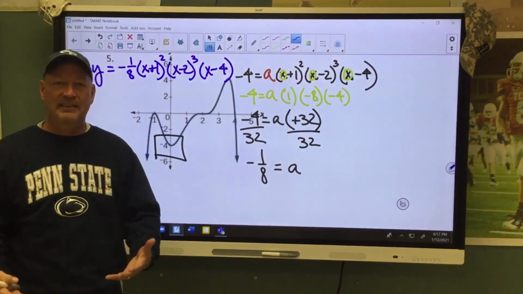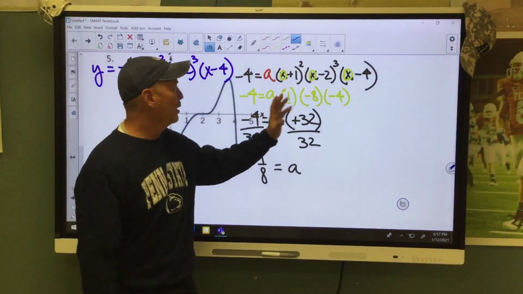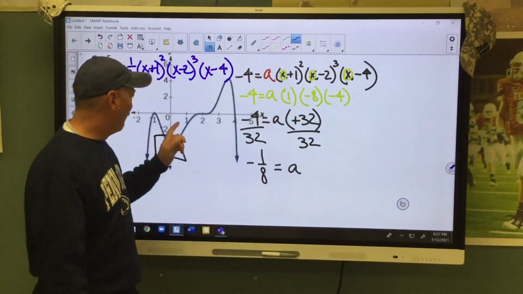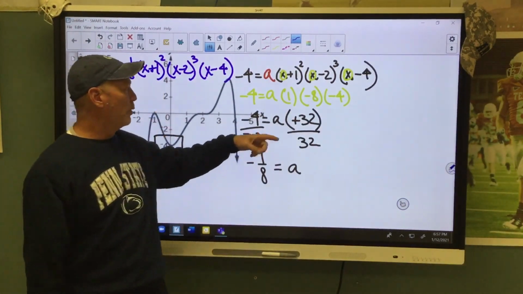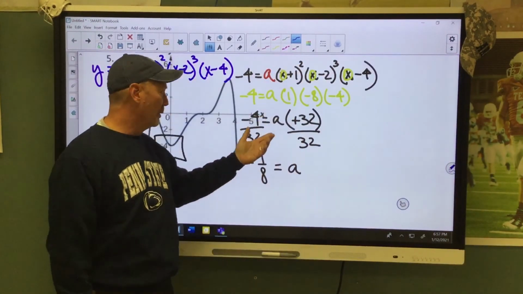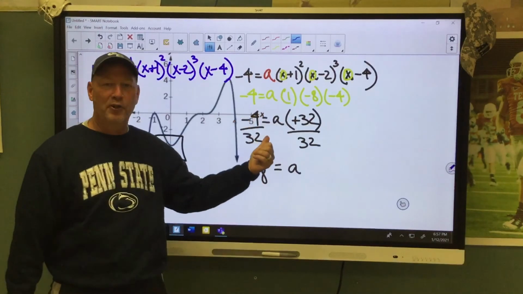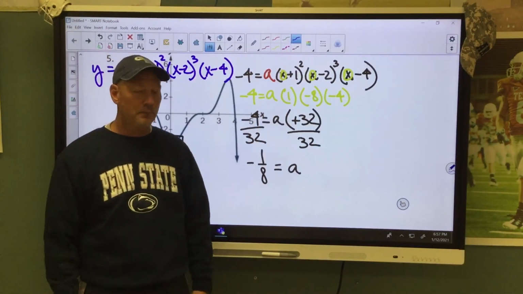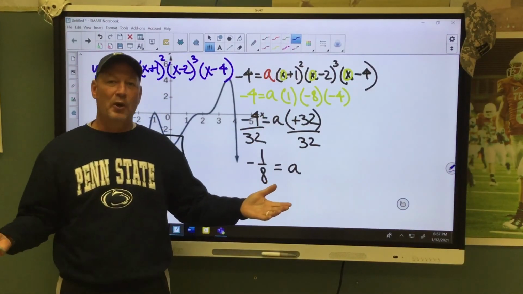Okay? If you just take it in steps, you're going to be fine. Find your roots, determine what it'll take to put them back into parentheses, substitute your zeros, solve for your a value.